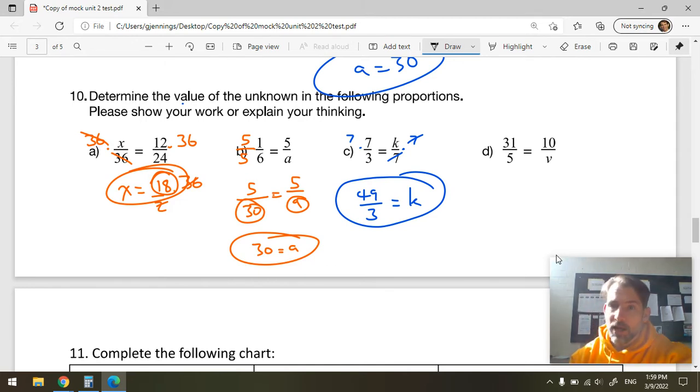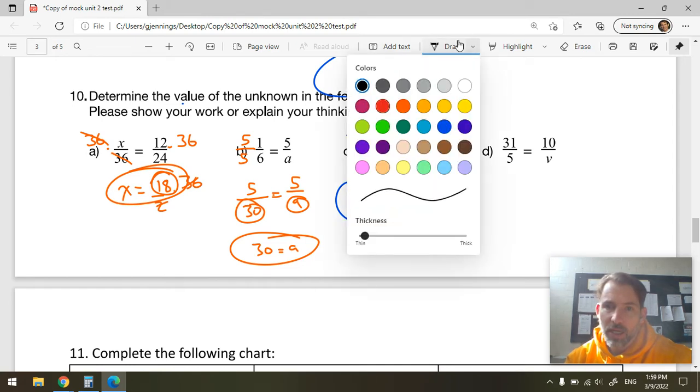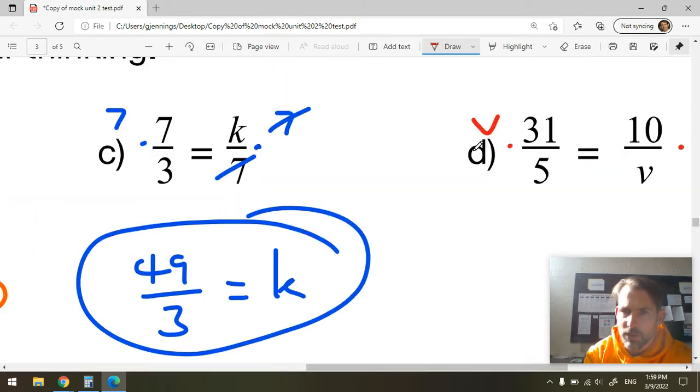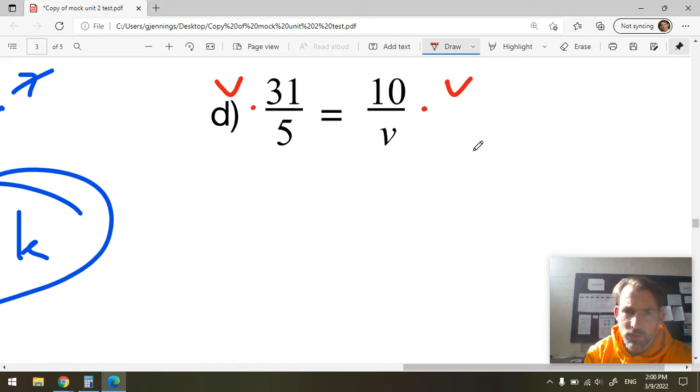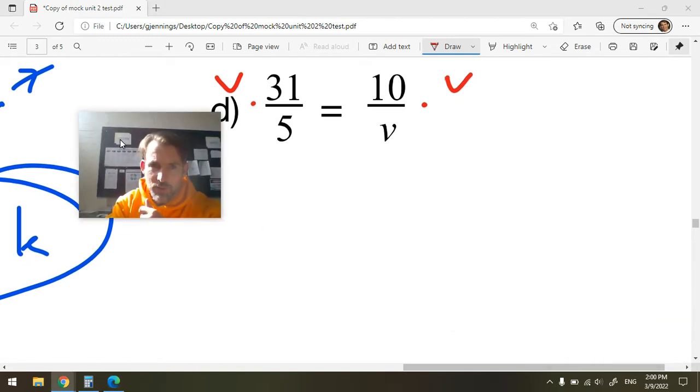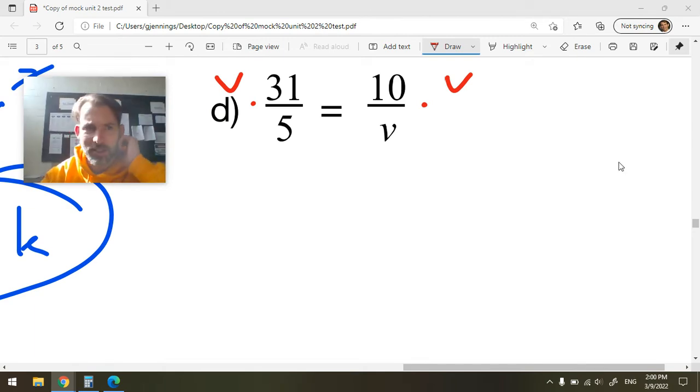Now, how do I solve this for v? Well, my first step would be to multiply both sides, top and bottom, by v. I'll write that out as another line for you. I'm actually going to zoom in on this problem and get my face out of the way. Okay, so I multiply both sides by v.